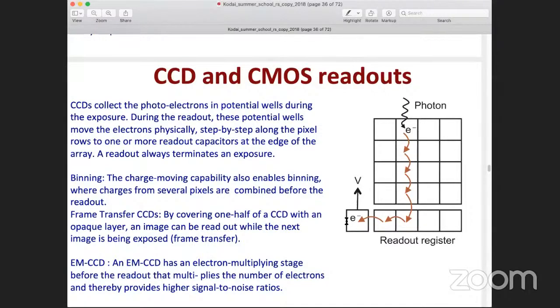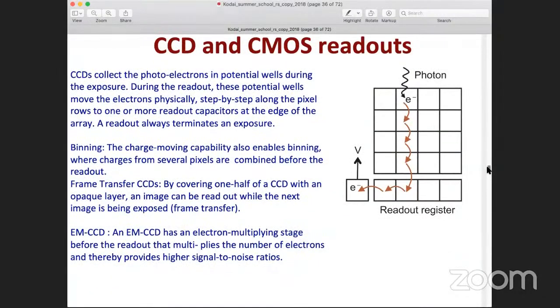There are slight variations in this. Basically, during the readout, the potential wells are moved, and electrons are physically moved step by step along these pixel rows to one readout capacitor at the edge of the array. Readout always terminates an exposure. This charge moving capability also enables binning, where charges from several pixels are combined before the readout.